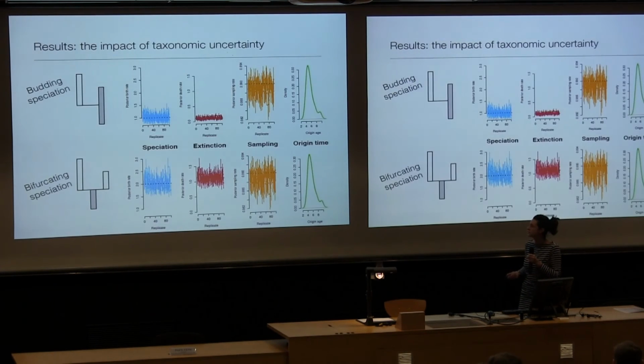We looked at this by assuming all speciation occurs through budding or all speciation occurs through bifurcation. And you see a huge expected discrepancy between the results. But the problem with this is that we don't know the underlying speciation model, and so the reality probably lies somewhere in between these two models of speciation.